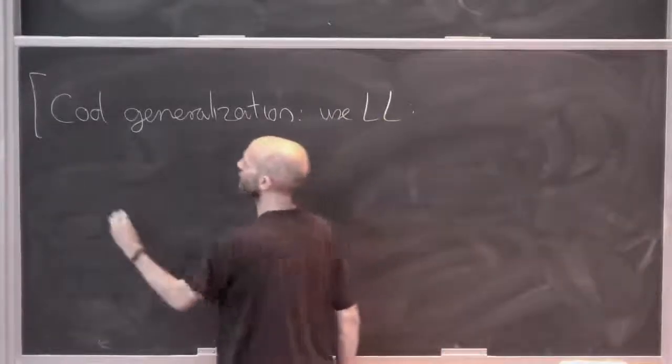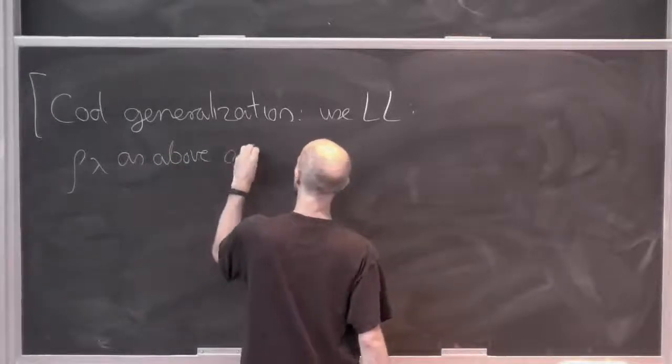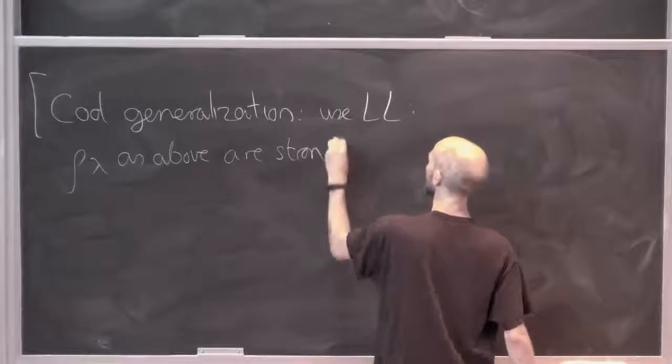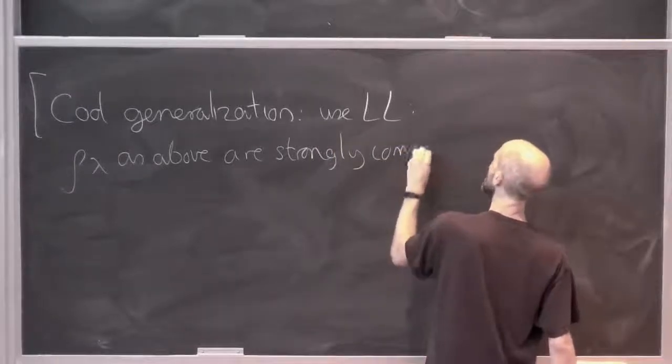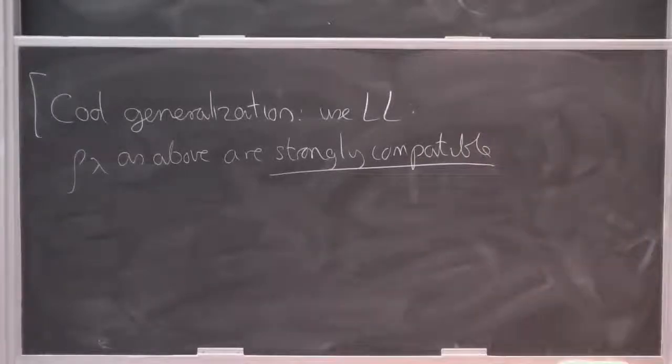And you could say these rho lambda are strongly compatible. What strongly compatible means: do you remember there was a finite set S_0 of primes at which we said nothing? For example, with the elliptic curve case and the etale cohomology case, this S_0 is the primes where your variety has bad reduction.